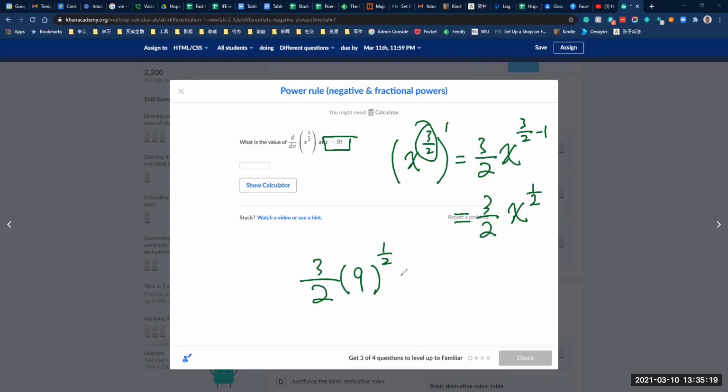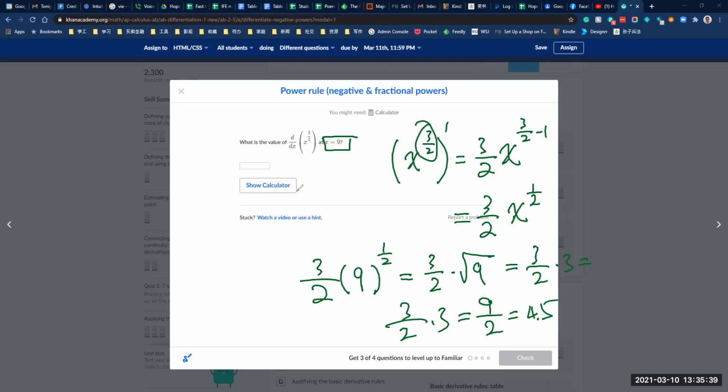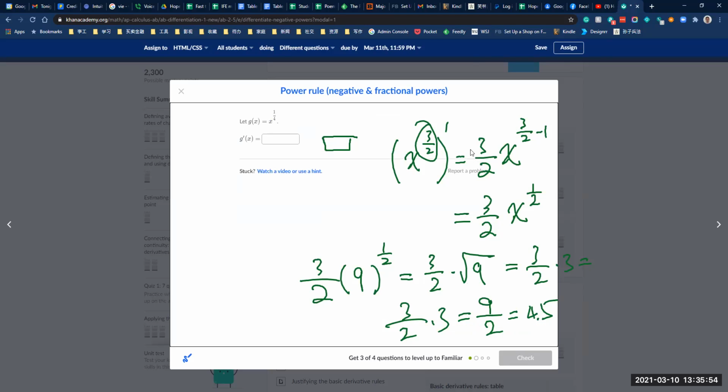Now, 9 to the half is just the square root. So 3 over 2 times the square root of 9, which is 3. So 3 over 2 times 3, that's just 9 over 2, or 4.5. Okay, so let's see if you can take the decimal point, 4.5. Yep, you got that right. So we move on to the next problem.